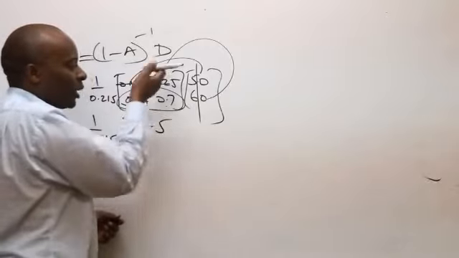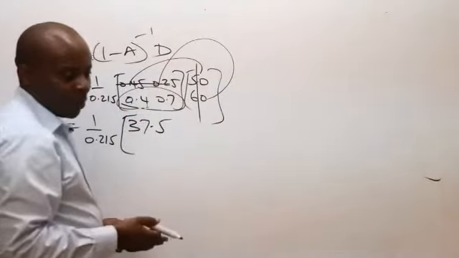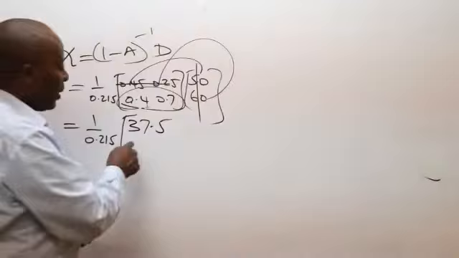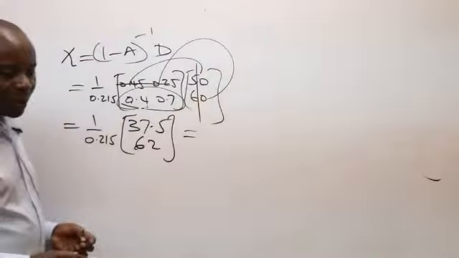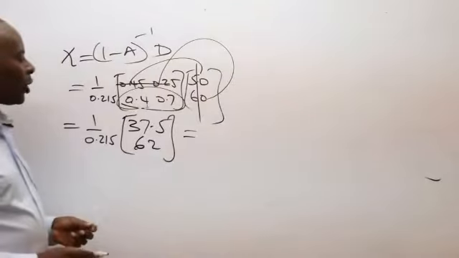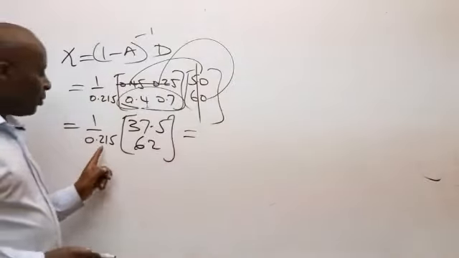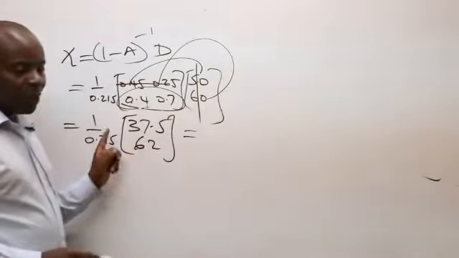So you talk of 0.4 times 50 plus 0.7 times 60, you give me a figure. What figure do we have? 62. I'm being given a figure of 62. So after that, I know that the next thing will be for me to distribute the scalar.